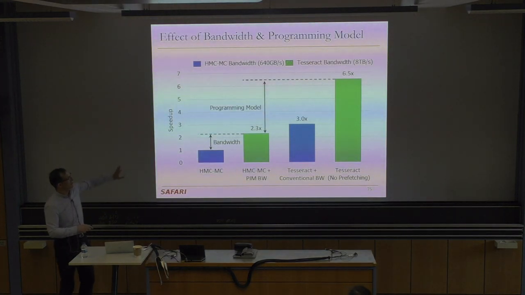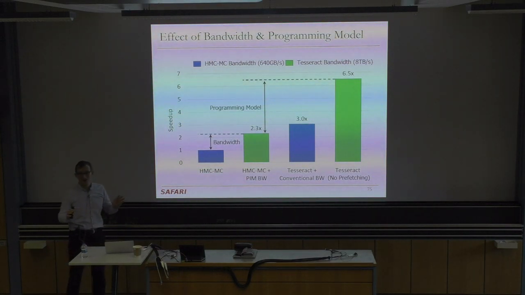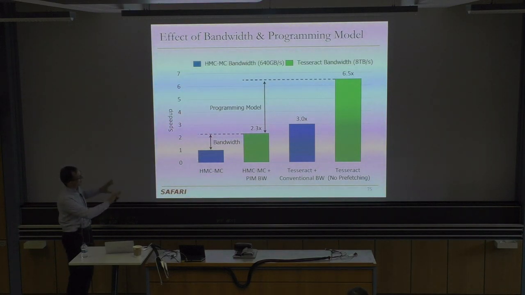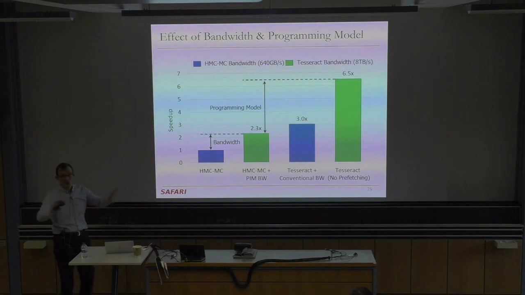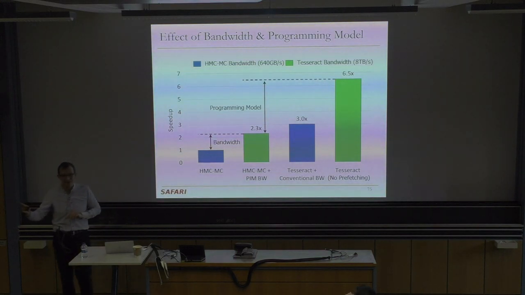Okay, and the paper has a lot more analysis actually. You can ask the question, okay, you're doing all of this work to change the programming model, but maybe the benefit is coming from just adding more bandwidth, right? And it turns out that's not the case. This is a limited set of the workloads, that's why the numbers are lower. But basically, this is the hybrid memory cube based system, that's a baseline that you can build. If you actually magically improve the bandwidth to the cores, but not change your programs, you get about 2.3x performance improvements. This is assuming that you magically have 8 terabytes per second bandwidth.